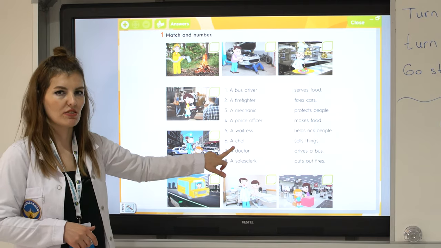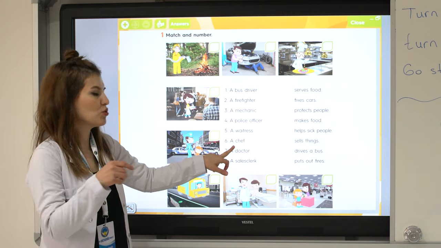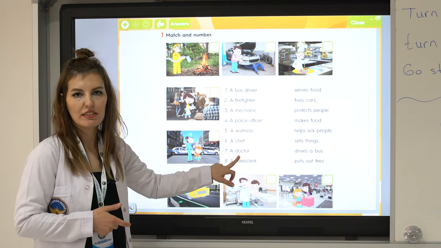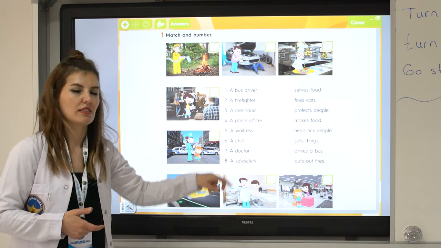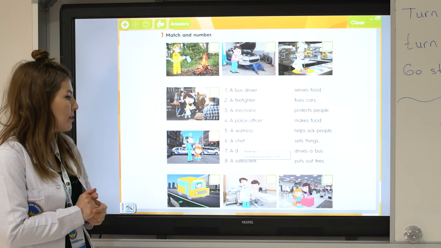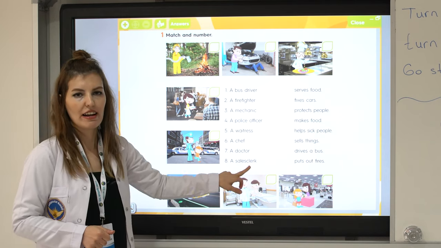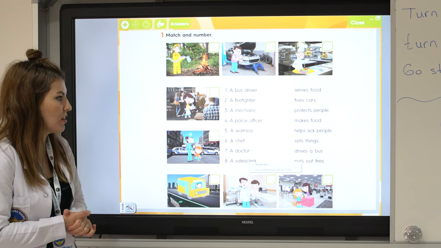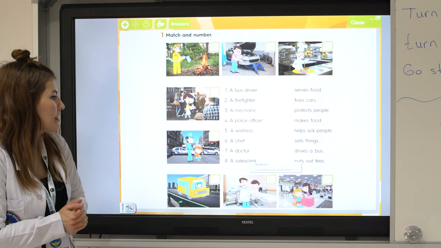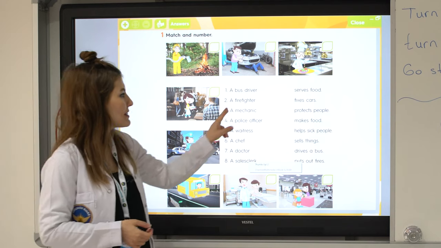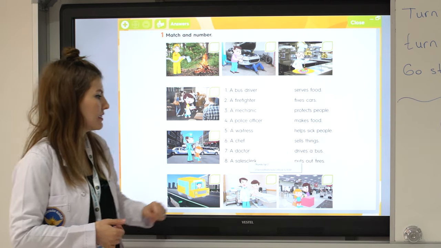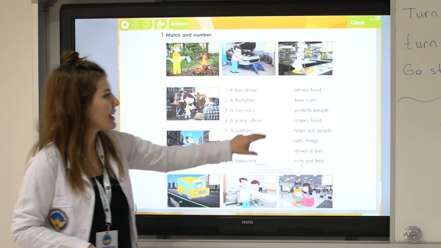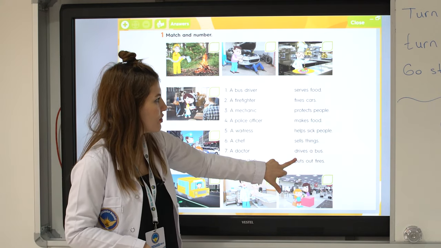Chefs work at a restaurant. They can cook meals. Doctors help ill people, and sales clerks help people to find clothes or serve them something like this. You must match them with these words. Let's look at these words.